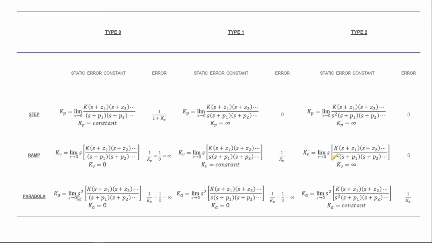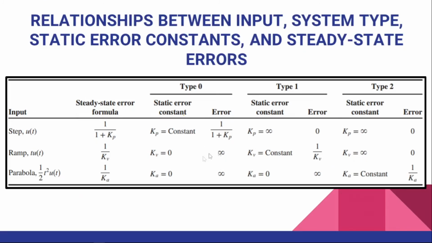Therefore, if we evaluate this, s squared here will become 0. If we evaluate this in terms of limits, this will become 0, and multiplied to the function, the whole equation will become 0. And for its error value, we'll have 1 over Ka. So Ka is 0, so 1 over 0 will be equivalent to infinity.